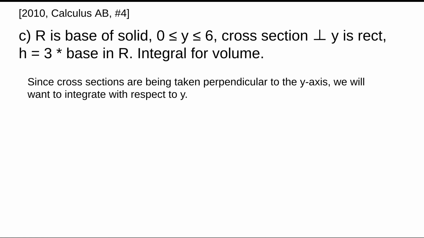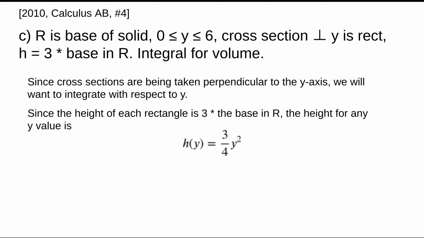Now, since cross-sections are being taken perpendicular to the y-axis, we're going to have to integrate with respect to y. It's actually an easier integral to do that way, so this is fine. All right, but this height, 3 times the base of the rectangle in R, well, the base in R is y squared over 4, and 3 times that would just be 3/4 y squared. So that function gives us our height as a function of the y coordinate.